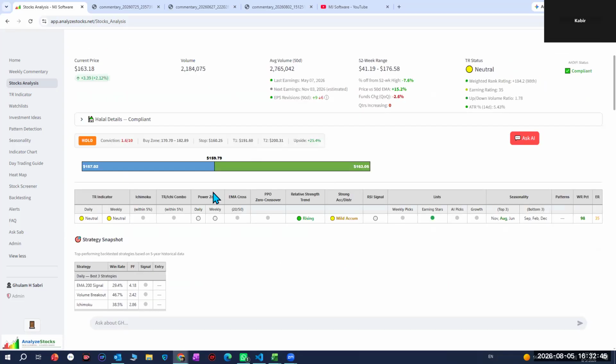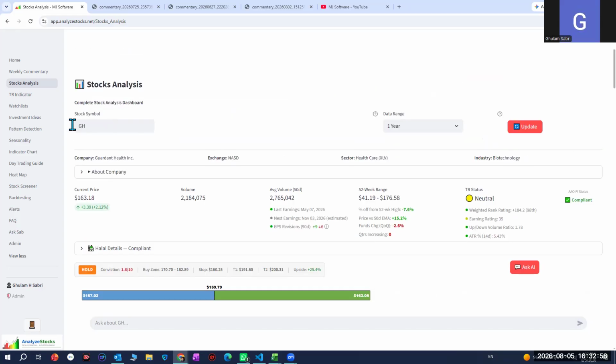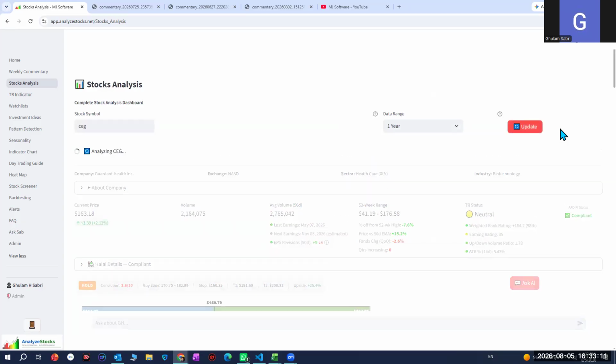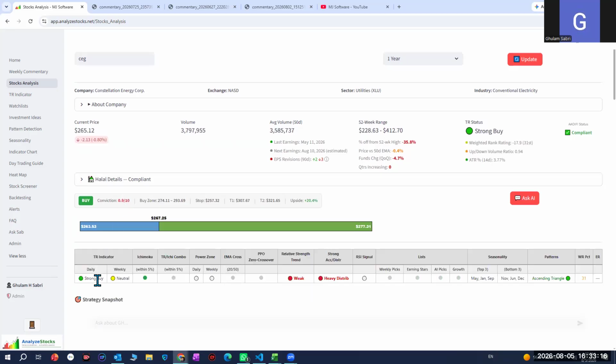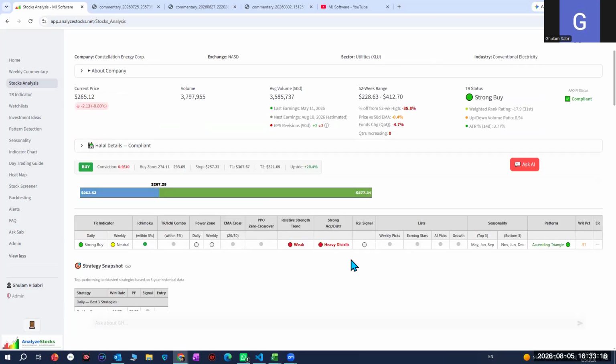Okay? So why is it that the TR indicator says strong buy, but the conviction rate is low for a stock? Here it is, conviction is low. But for example, check the stock CEG. Constellation Energy, yeah. Let's see what it is. It says conviction is 0.9. This is strong buy because of this. Right here.